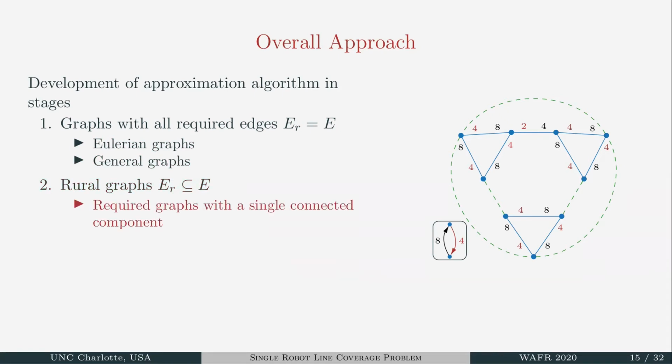We break it into two special cases based on the required graph, that is the graph induced by required edges. In the figure on the right, the solid blue edges are the required edges, and the dashed green lines are the non-required edges. The required graph has two connected components. We look into required graphs with a single connected component and then required graphs with multiple connected components.